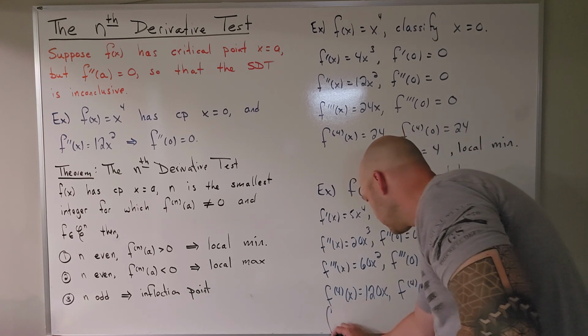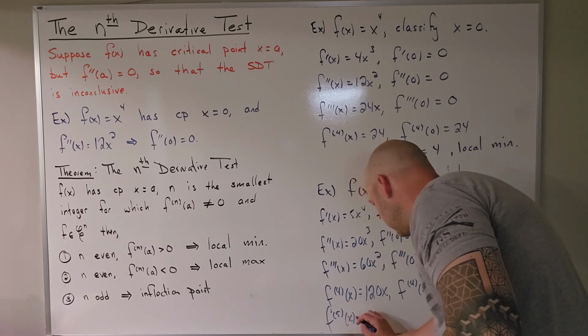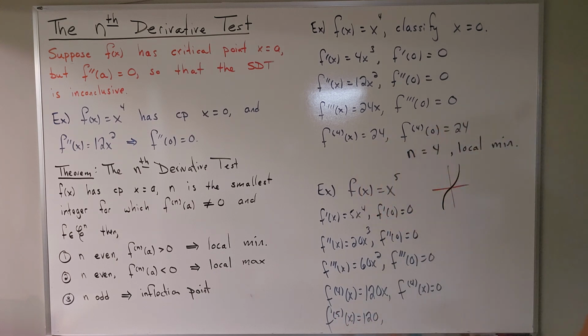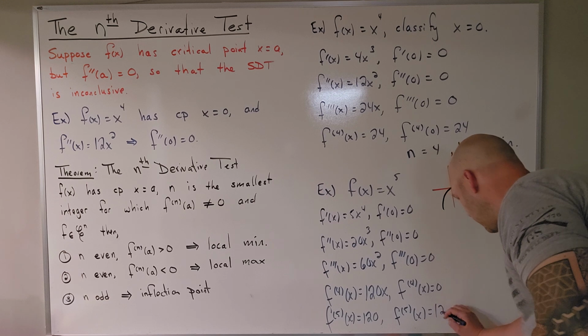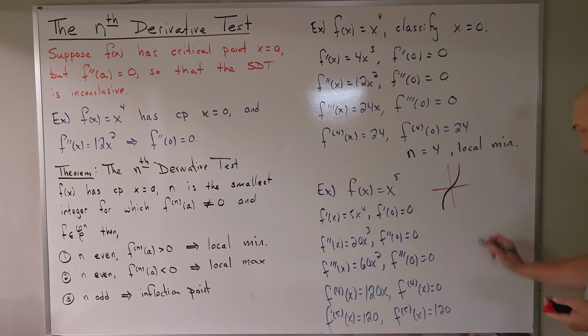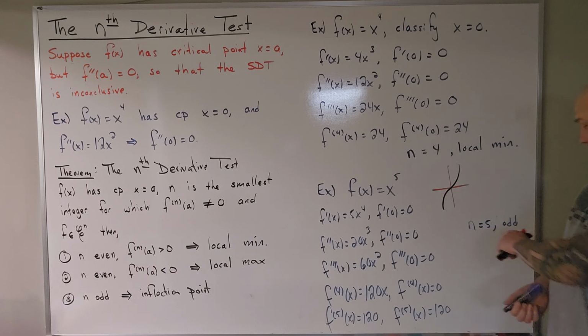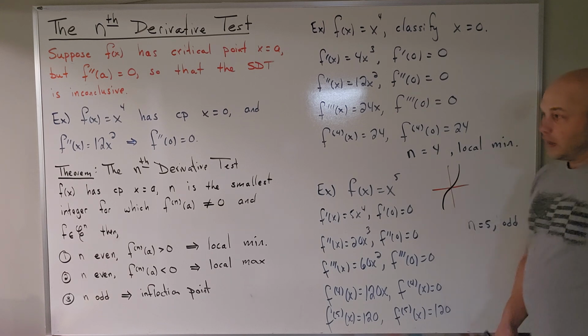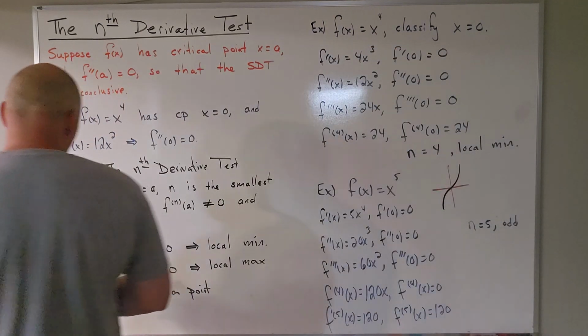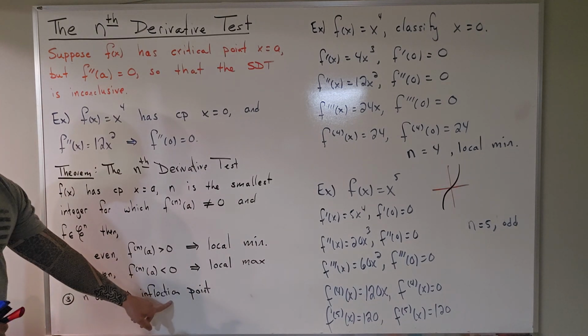Fifth derivative, 120. Therefore, the fifth derivative is 120. And in this case, n is odd. So n equals 5 is odd. N equal 5 being the smallest integer for which the derivative at the critical point is non-zero. If I look over here at my possibilities, n equal to odd says we have an inflection point.